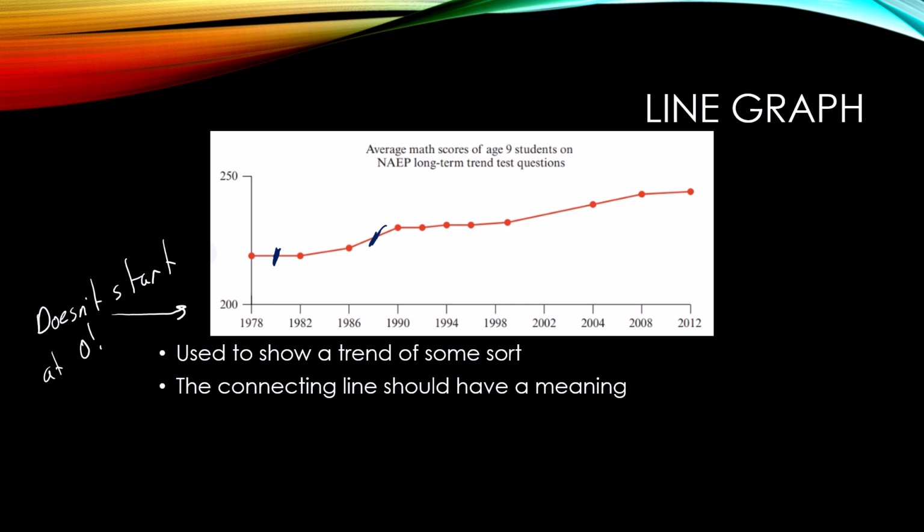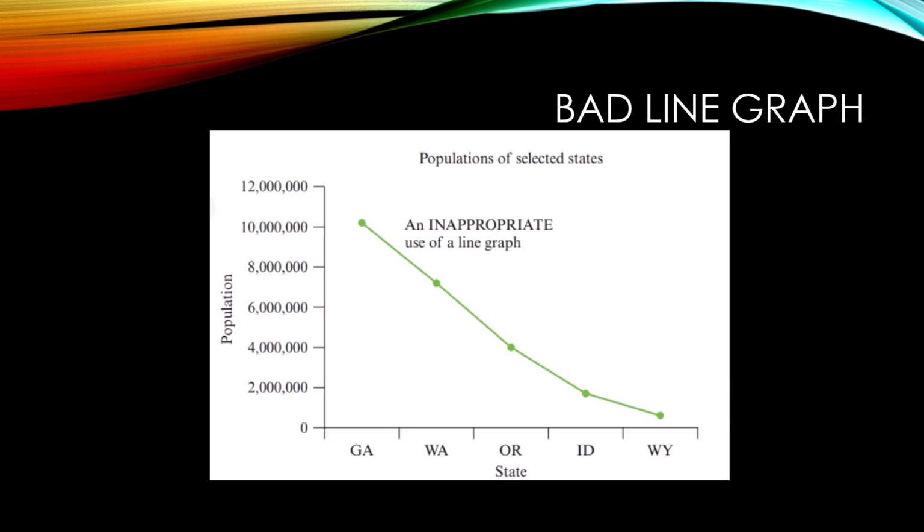However, here's a really bad line graph. And I've seen a couple of these recently and they drive me bonkers. Notice the line doesn't mean anything. It doesn't make sense to have a line going from Georgia to Washington. Like, what does this point right here mean on the line? Absolutely nothing. So line graphs should only really look at change in a number over time.